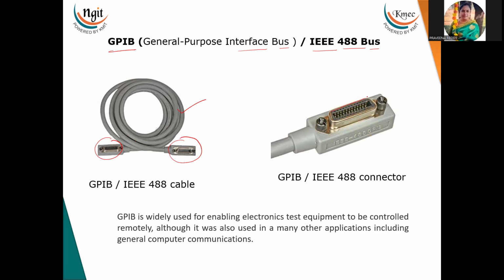If you see the shape, it is almost looking like a D. So, that's why we call it a D connector. This is a 24 pin D connector, and we use this cable widely to enable electronic test equipment to be controlled remotely. So all the electronic equipment are connected by this cable to the computer to be controlled remotely.